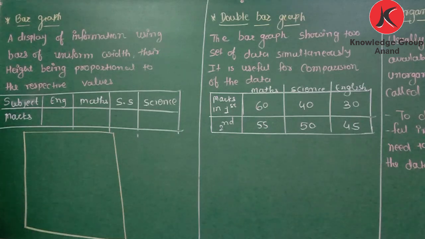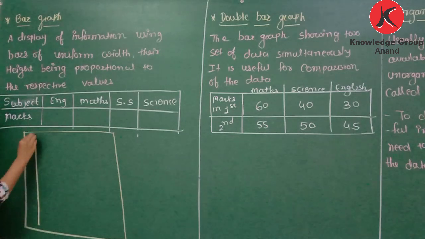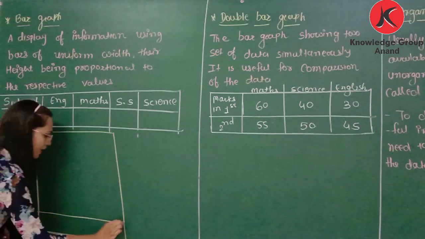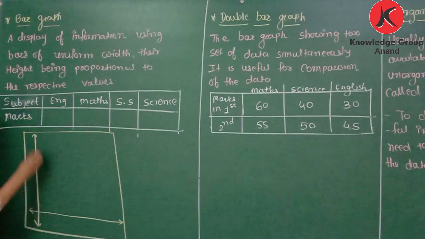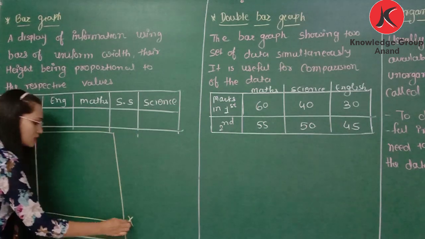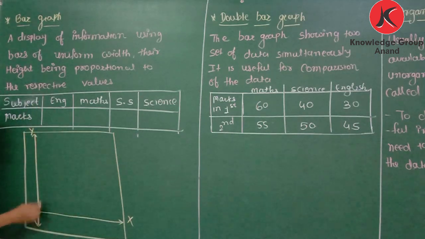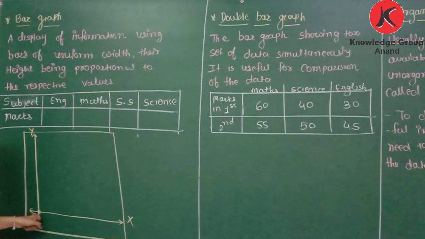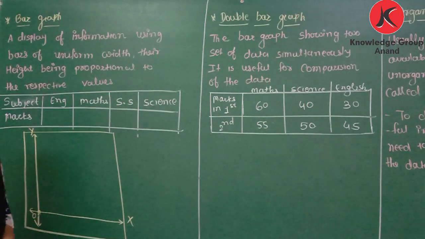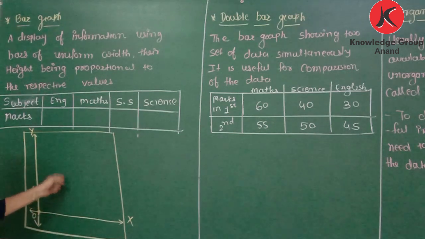So first what do we need to do? We need to draw a vertical line that represents the y-axis and a horizontal line that represents the x-axis. So let's consider this is y, this is x. The intersection point of the x-axis and y-axis is called the origin. So it is 0. Now in a bar graph we need to represent bars proportional to the values given in a table.